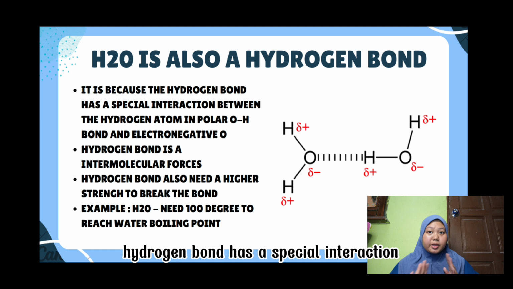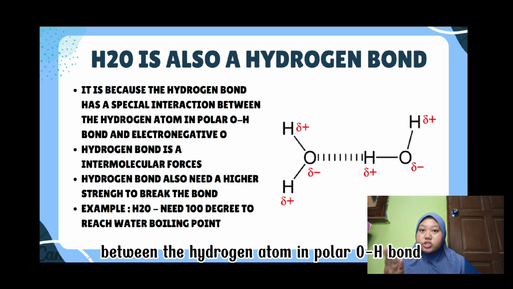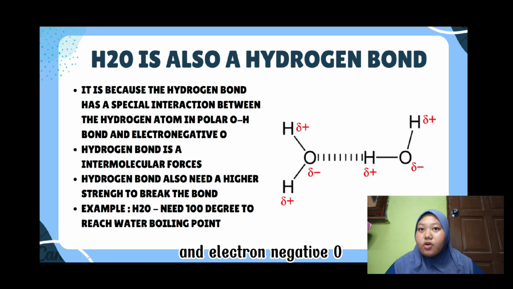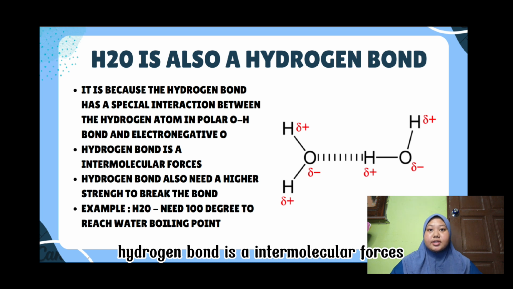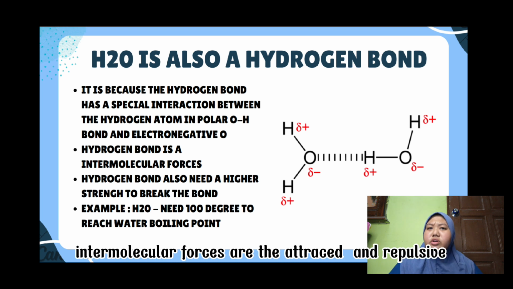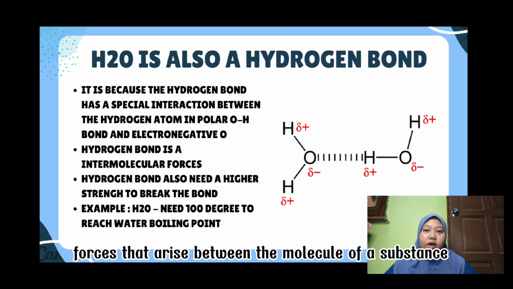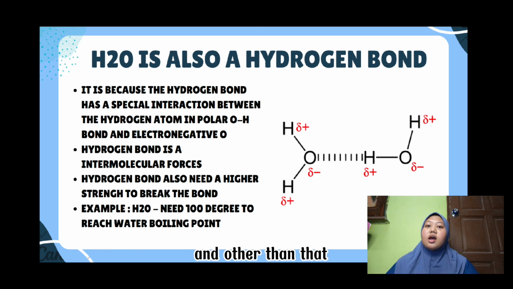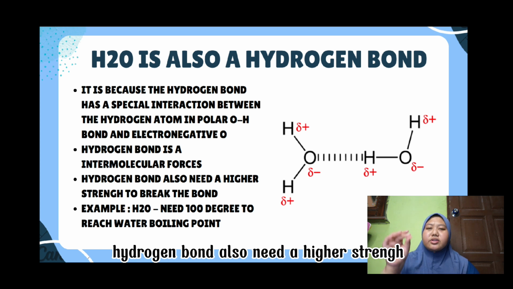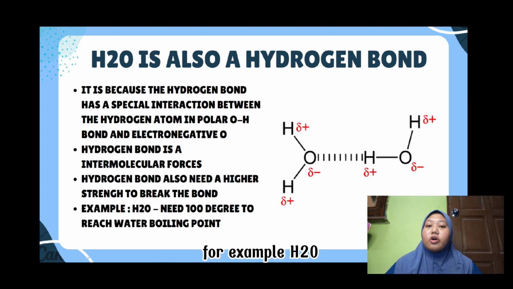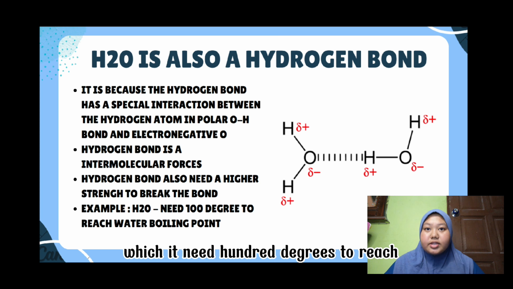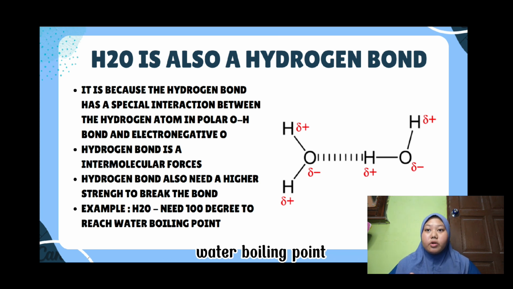A hydrogen bond is a special interaction between the hydrogen atom in a polar O-H bond and the electronegative O. Hydrogen bonds are intermolecular forces. Intermolecular forces are the attractive and repulsive forces that arise between the molecules of a substance. And other than that, a hydrogen bond also needs a higher strength to break. For example, H2O needs 100 degrees to reach water's boiling point.